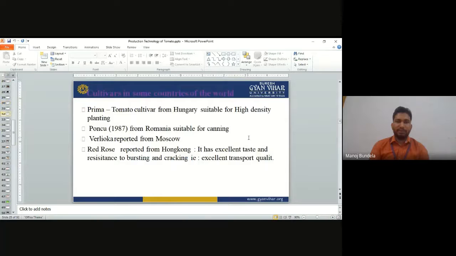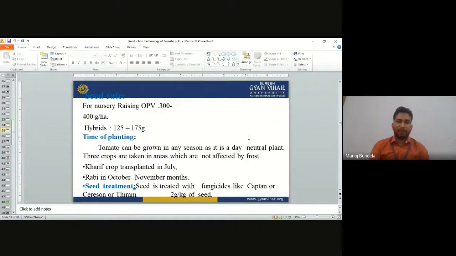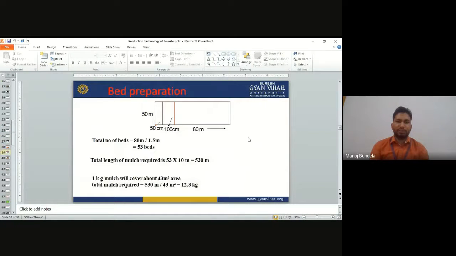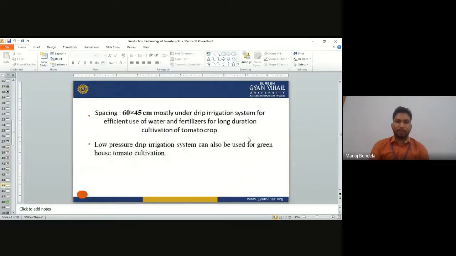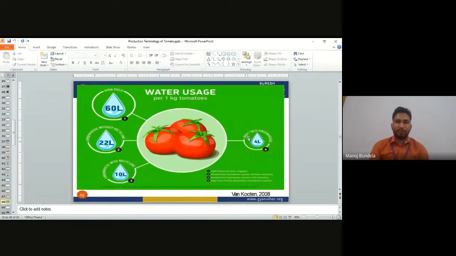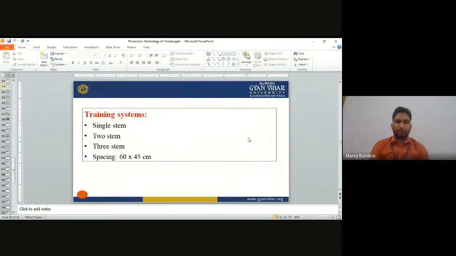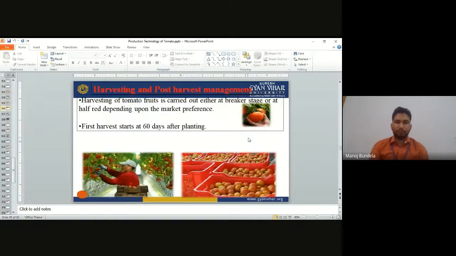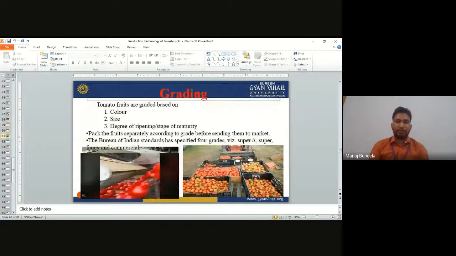We also covered varieties released from the different institutions, then climatic conditions, seed rate, season, land preparation, nursery bed preparation, mulching, planting time, irrigation, drip irrigation method, weed control, staking, harvesting and post-harvest management, and maturity indices. Till then, we have discussed.